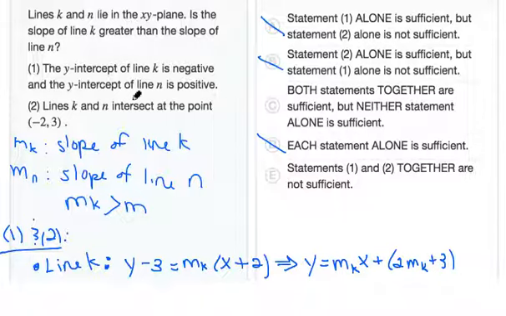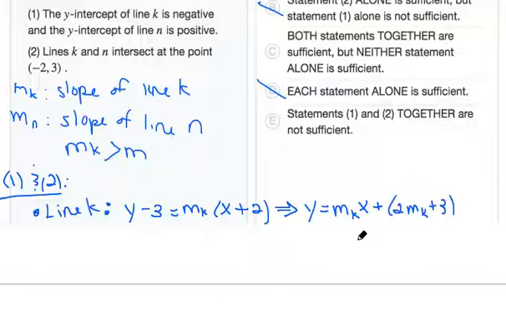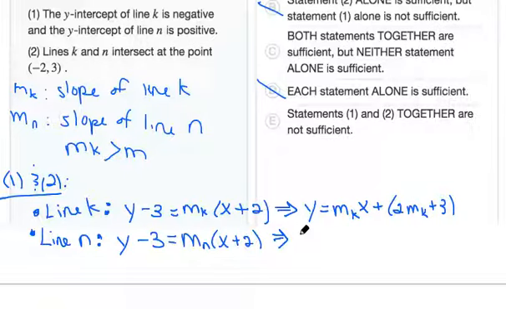We want to keep that in mind because statement 1, when we're combining our two statements, tells us information about the y-intercepts. So mk is our slope, and 2mk plus 3 is our y-intercept for line k. Let's do a similar thing for line n. It has the same point, so we have the same setup for point-slope form: y minus 3 equals m sub n times x plus 2. Isolating y, we end up with m sub n times x plus 2m sub n plus 3. Again, this is our y-intercept for line n.